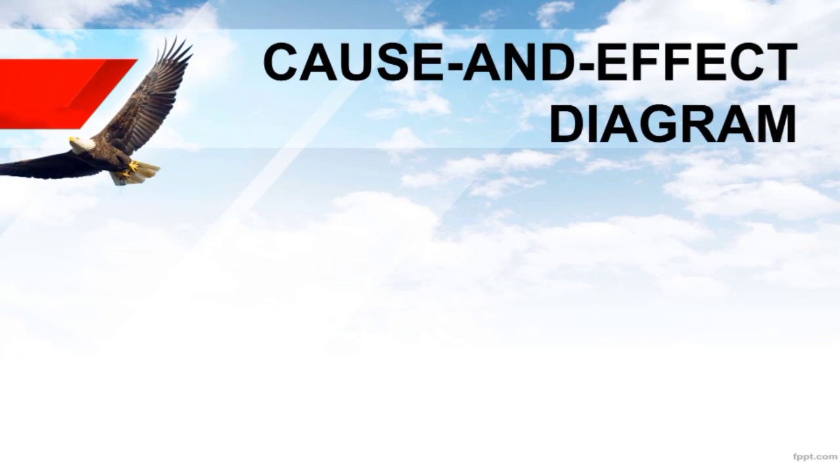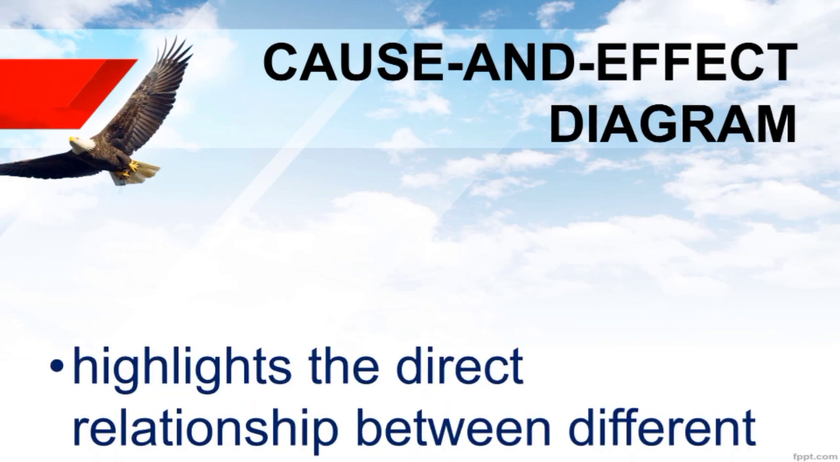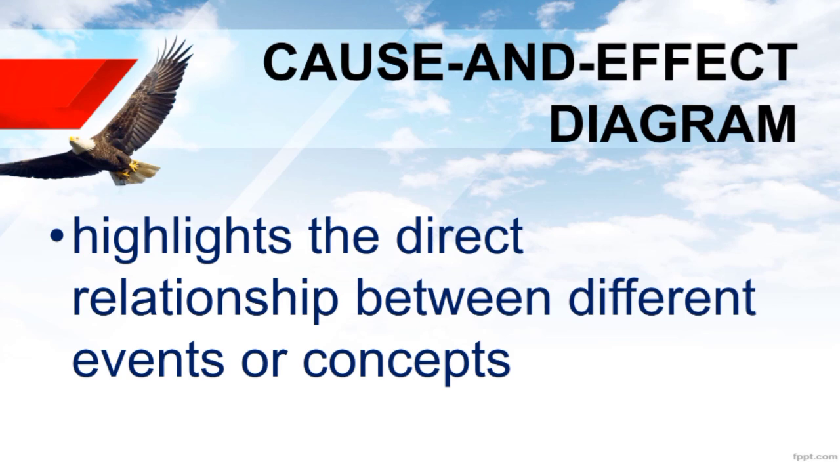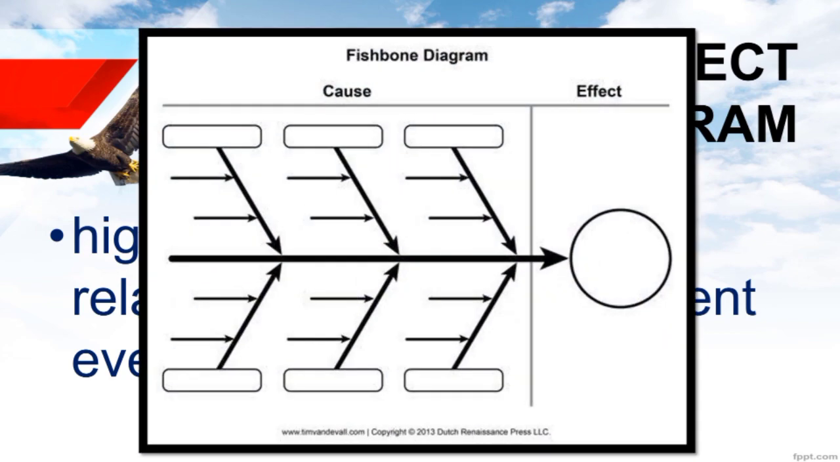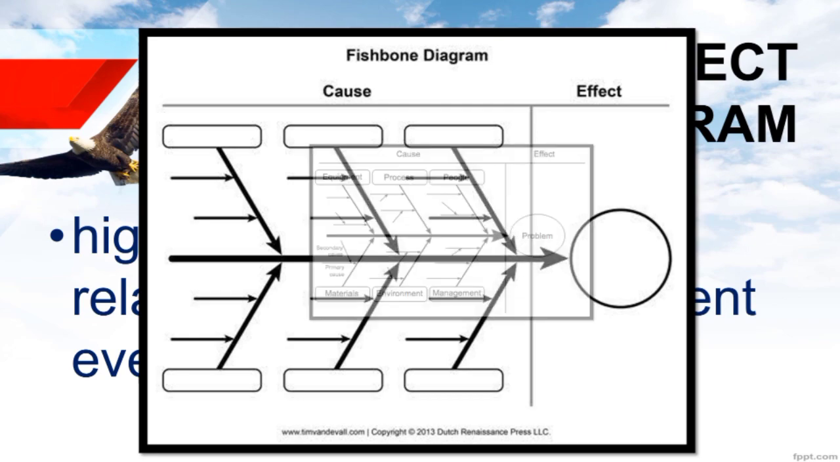Cause and effect diagram. What is a cause and effect diagram? A cause and effect diagram highlights the direct relationship between different events or concepts. Sometimes we call it the fishbone diagram, which shows the cause and effect relationship.